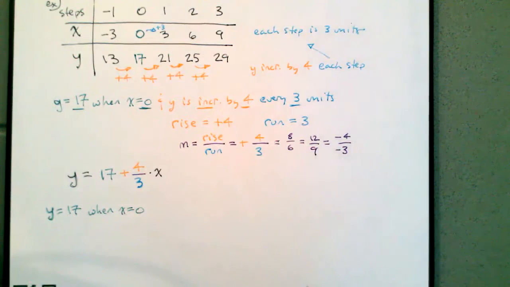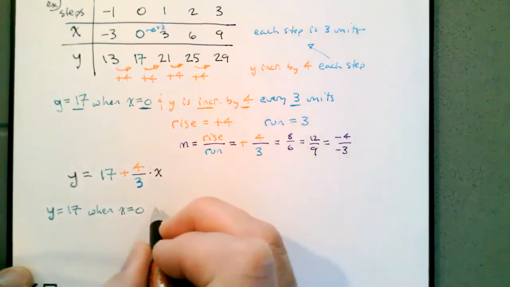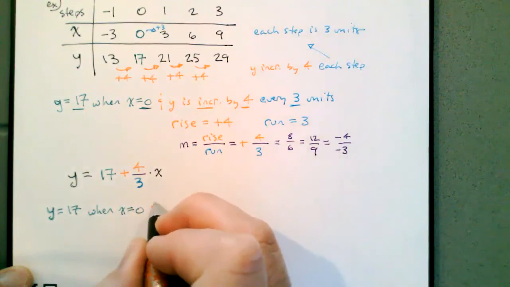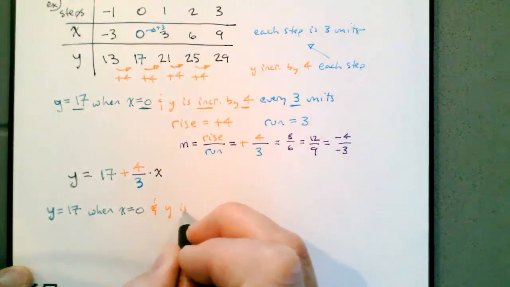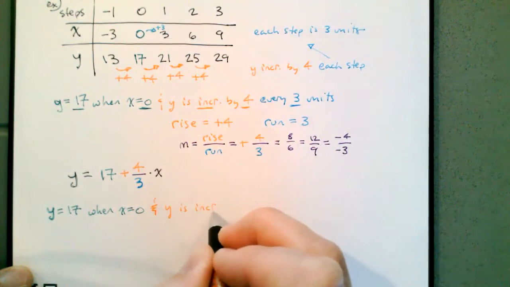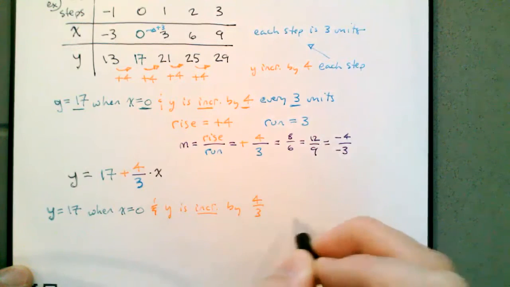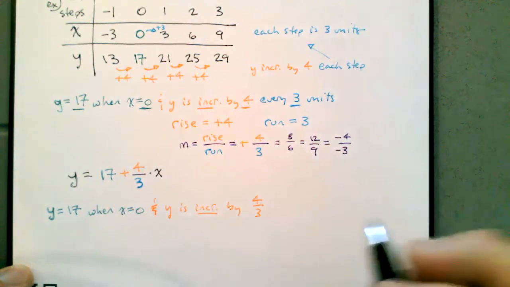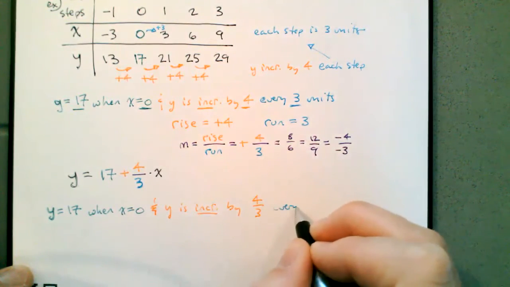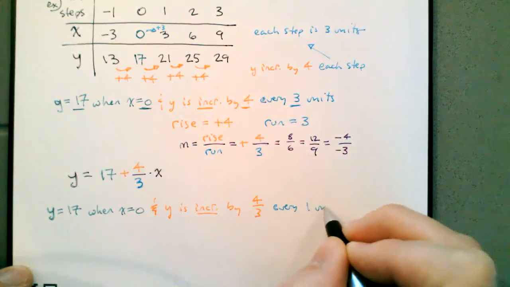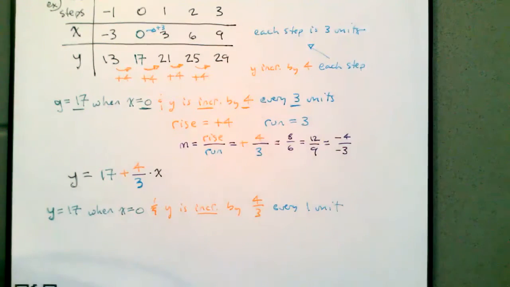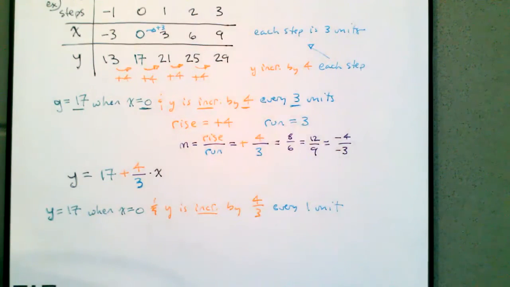And we're looking at what happens every 1 unit. So we'll say y is increasing by 4/3 every 1 unit. So this might make us come up with a different table entirely.